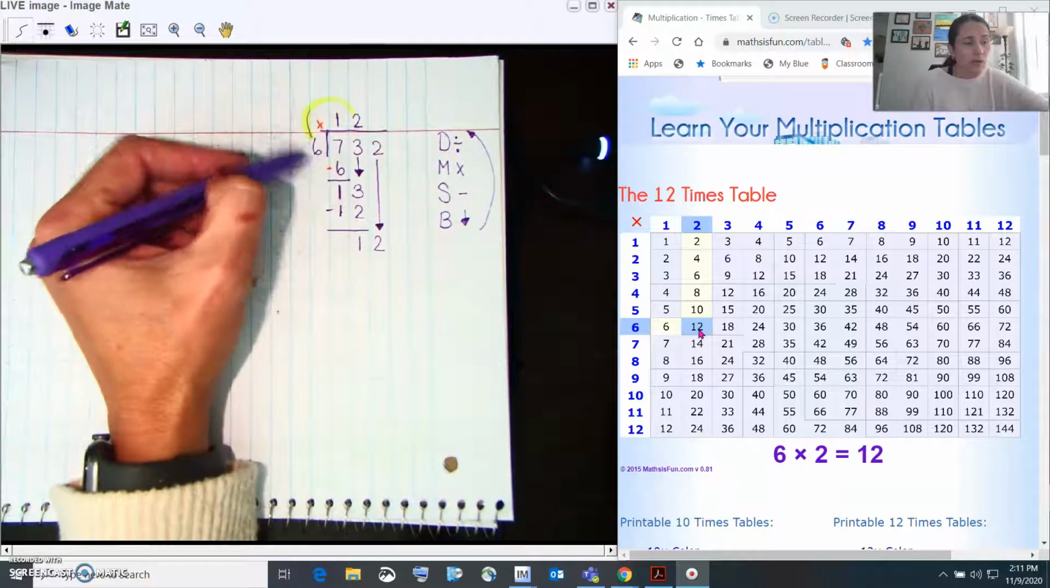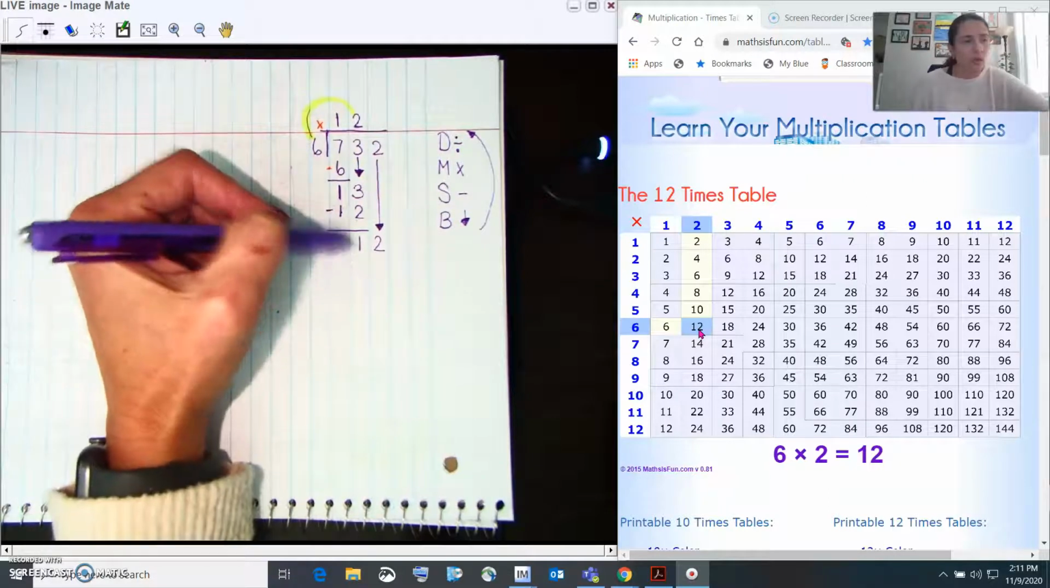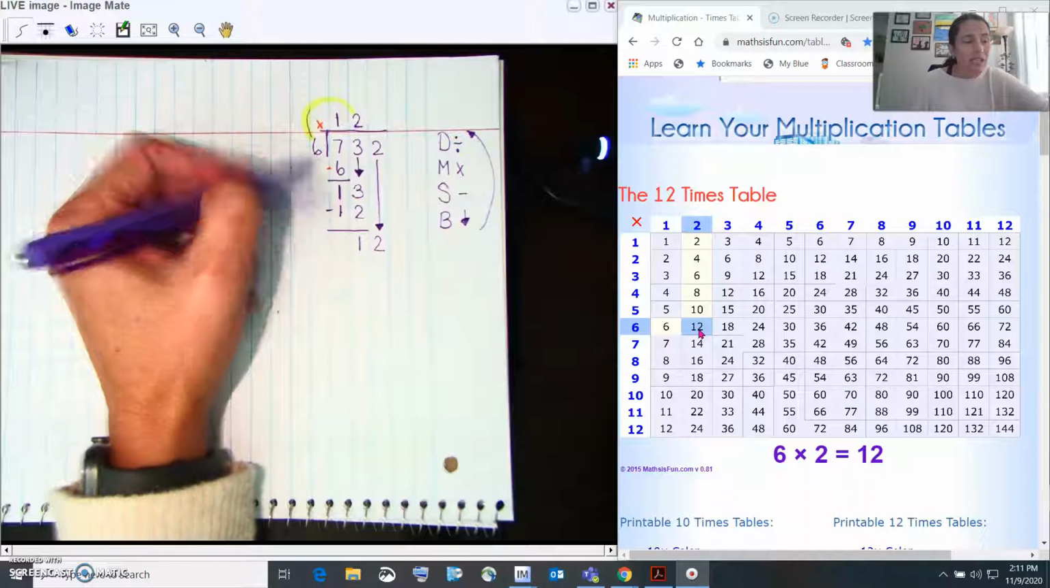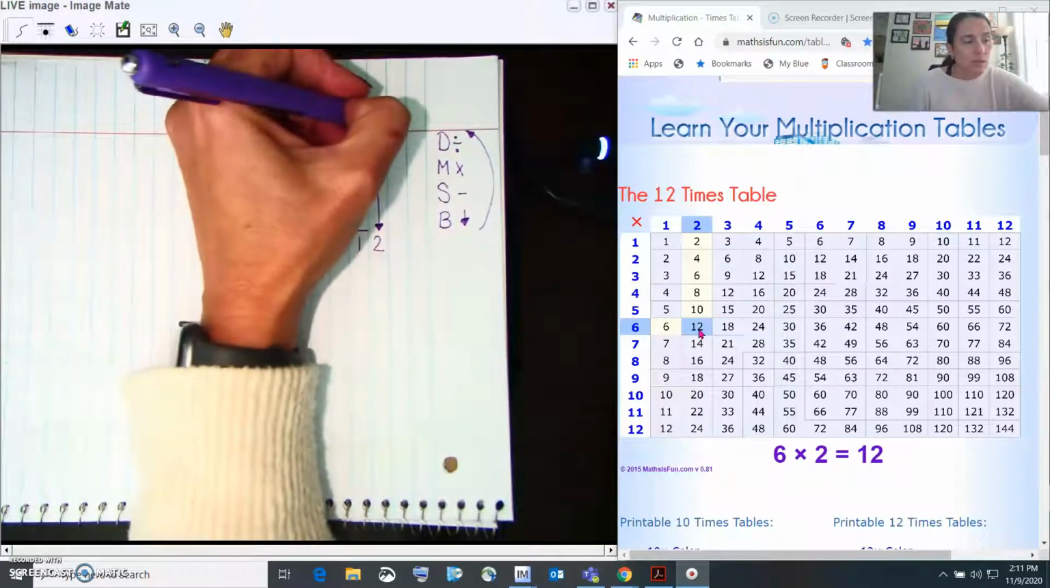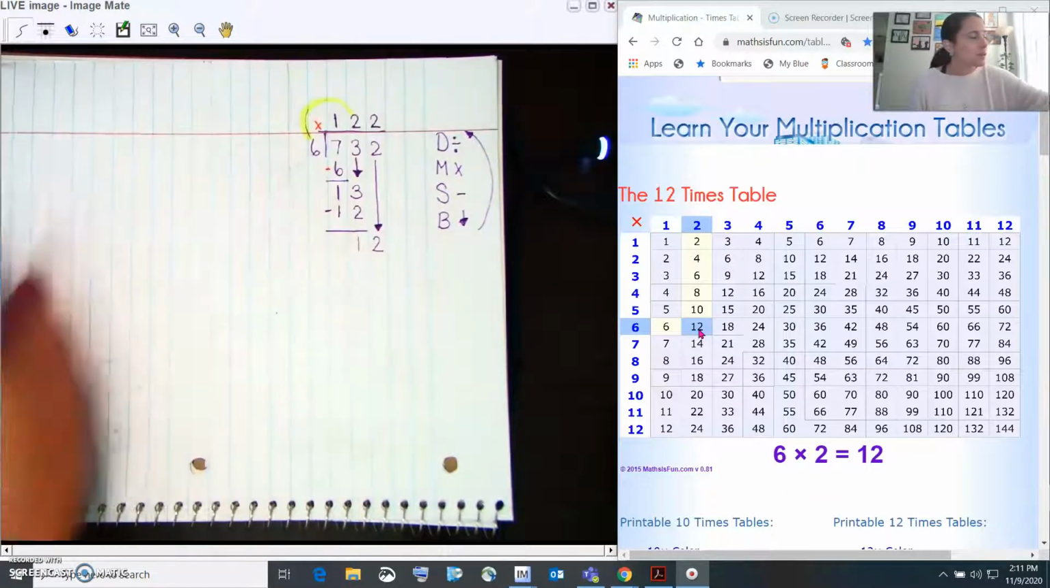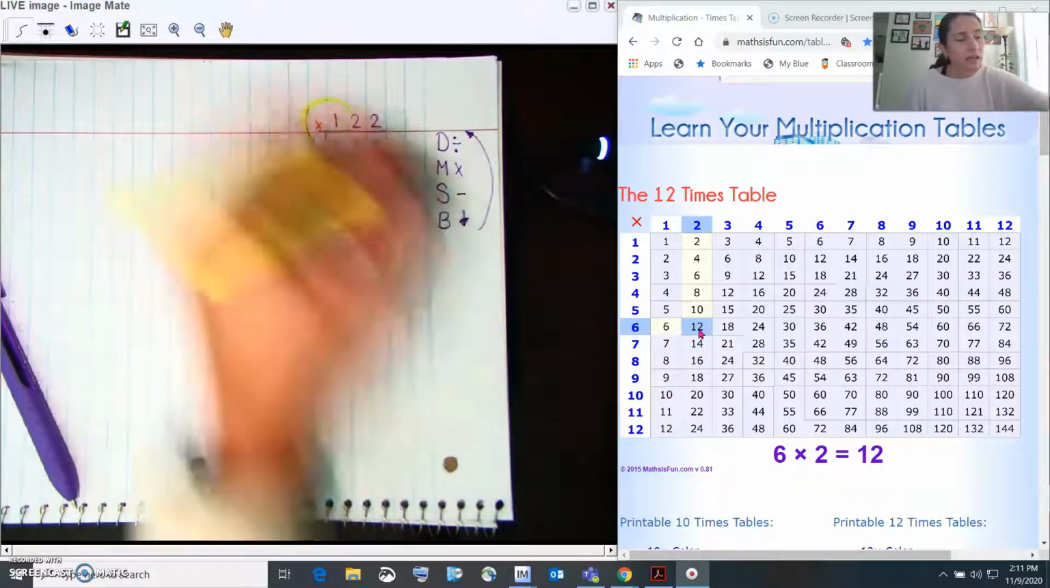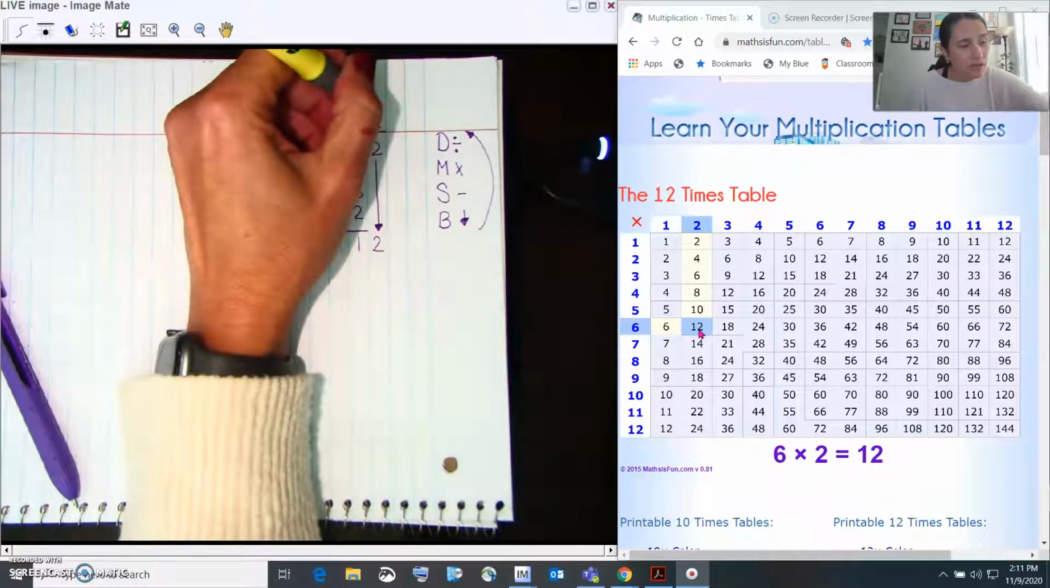Okay, how many groups of 6 can we take from 12? So I like to think, what times 6 is going to get me closest to 12? Well, we're already there. We already know it's 2, because 2 times 6. Alright, so let me show you. So now we divided.